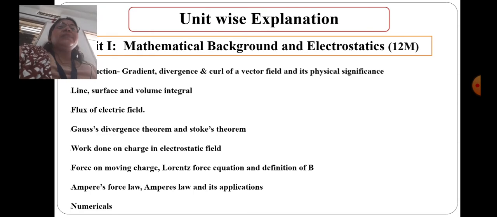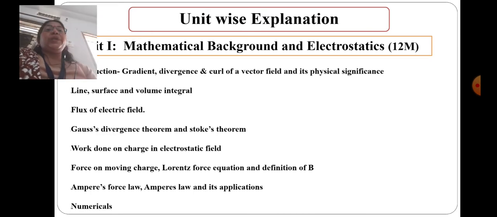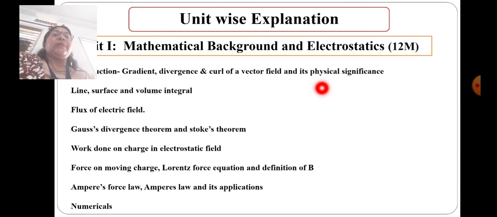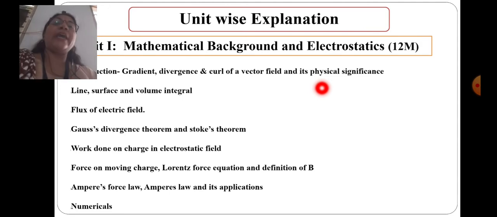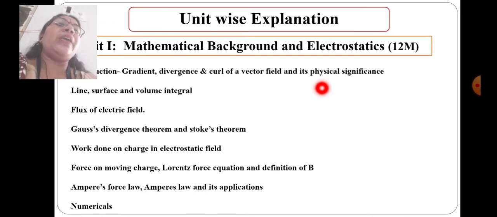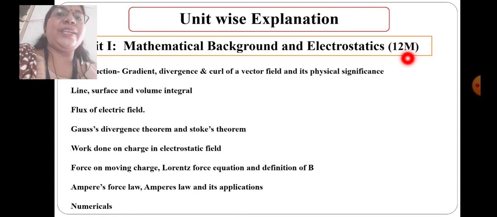Now the syllabus is given, in the form of unit-wise explanation. See, unit 1 is related to the mathematical background and electrostatics, which has 12 marks. In this unit there are 12 marks, but in question 1 there are 8 marks that can be asked. We can't say that the question is from unit number 1 or unit number 2. That question will be taken from any unit. So the total marks for this unit is 12. It may be 13 or 14 tentatively, as per the question paper setting.